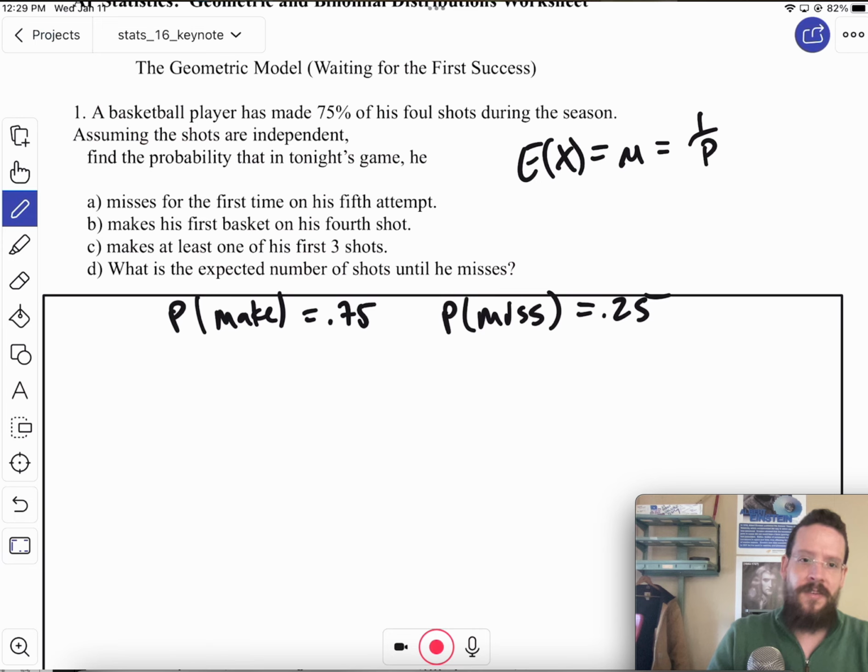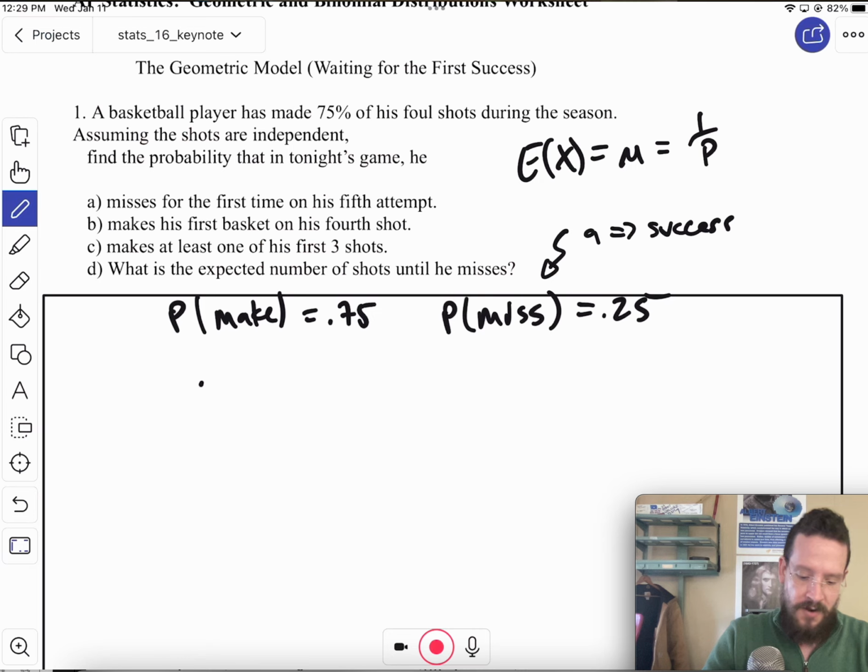So the first question says, what's the probability that the player misses for the first time on the 5th attempt? So we have 5 attempts, and we want to know they miss on the 5th. So missing is actually our success in letter A. So in A, missing is a success. We're not going to stop until we miss, and we want to know the probability of that.